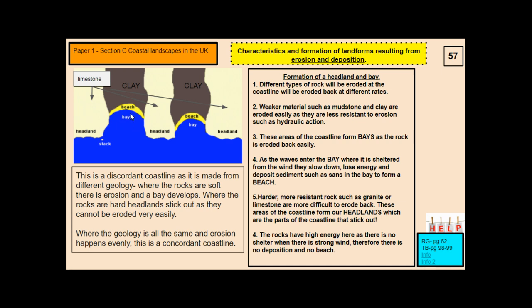So we get low energy in the bays, which means that we get deposition occurring, erosion at the headland, and deposition occurring here, and that can lead to the building up of a beach. When the water and the waves lose energy inside the bays, as we saw in our last video, they deposit material when they don't have enough energy, and if that's silt or sand or small rocks, they all get deposited here in the bay as a beach.